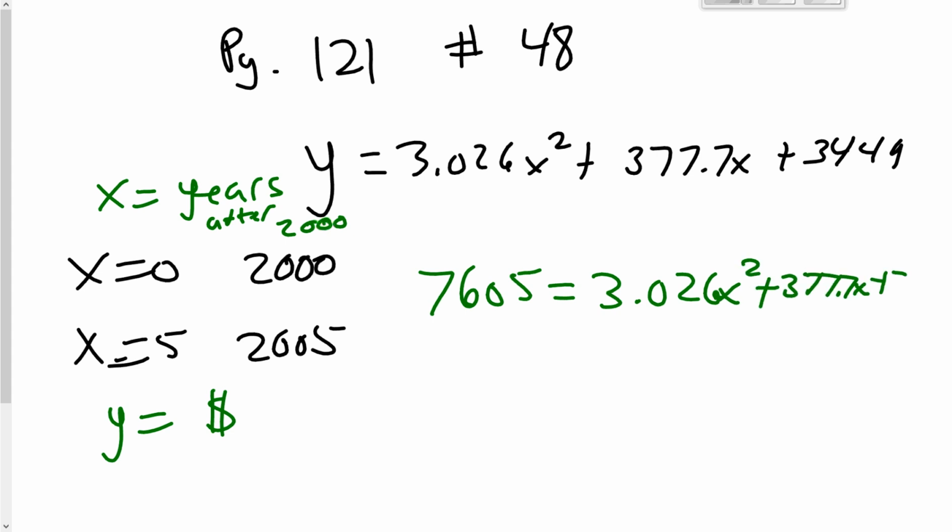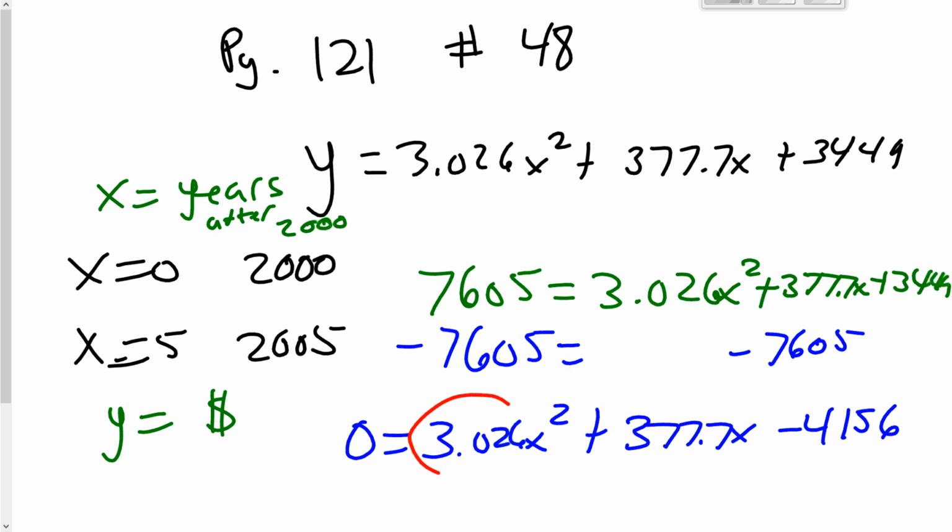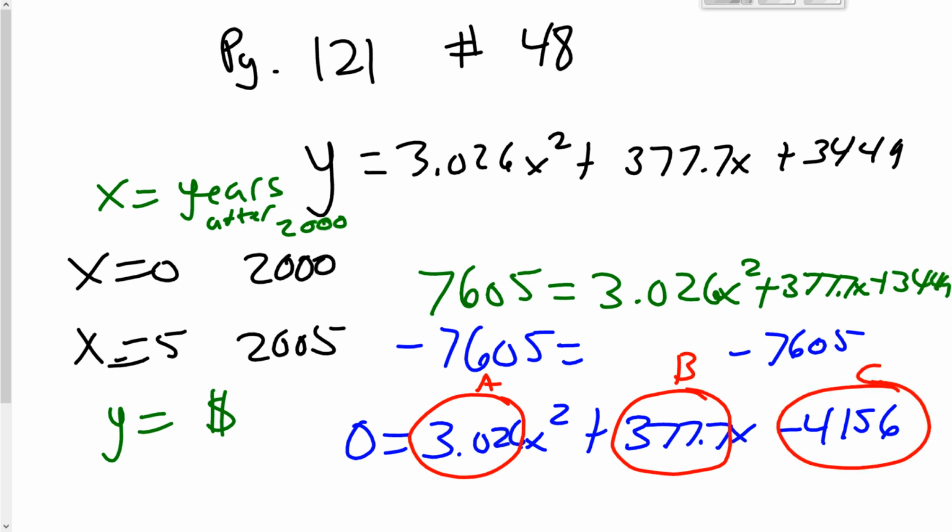Here we have a quadratic equation, because we have an x squared. If we subtract the 7,605 on both sides, then our quadratic equation would be set equal to 0. And now we can use the quadratic formula and solve this. Here's my A, here's my B, with no x's in A and B, just the numbers, the coefficients, and C is my constant. Now I can use the quadratic formula.